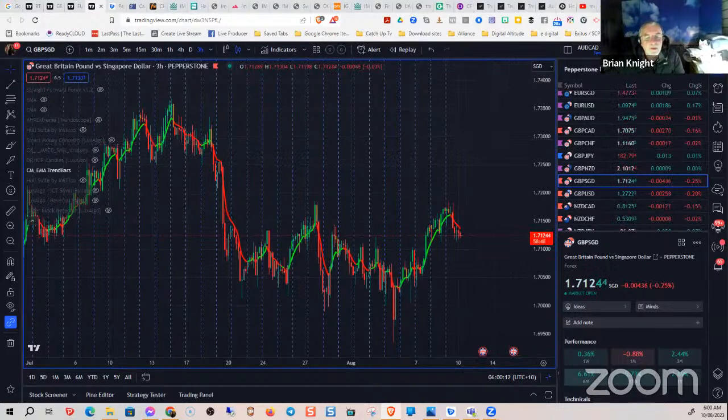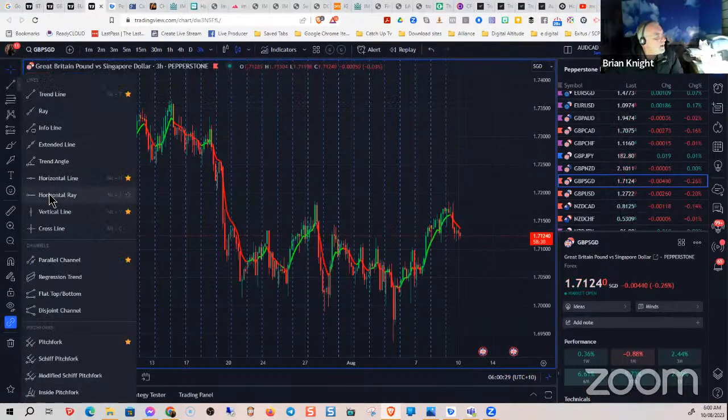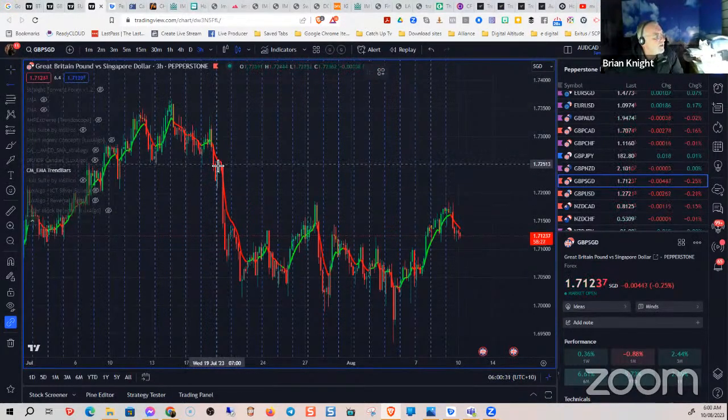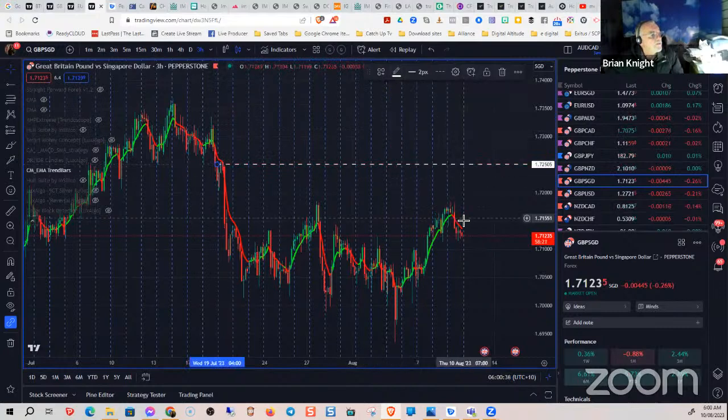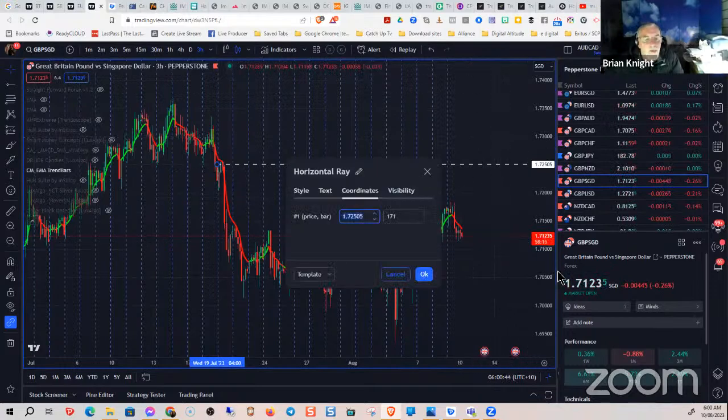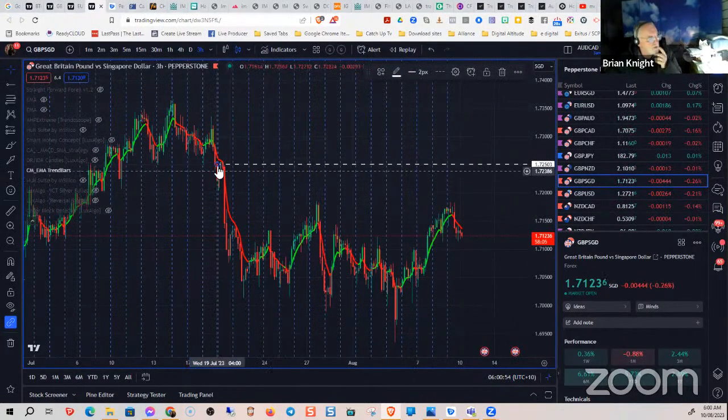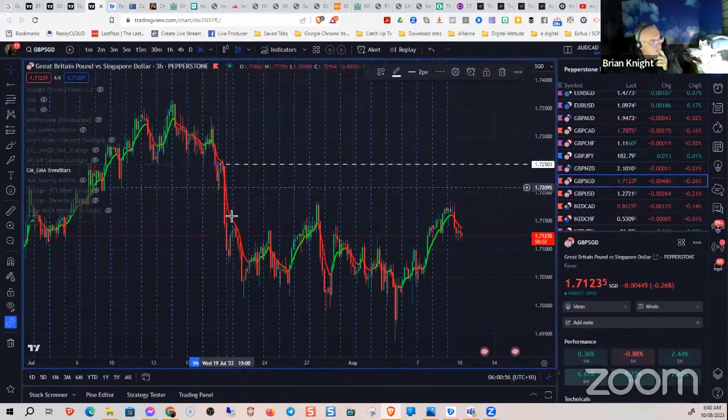So GBP Singapore, 172503. Somewhere up here is where I got into that trade, and that would have been back on the 18th, 19th as well. 172503 is exactly where I got into the trade after that drop and the pullback, and then off it went.